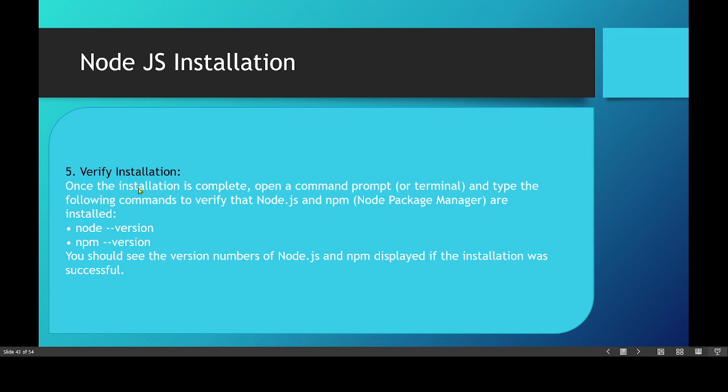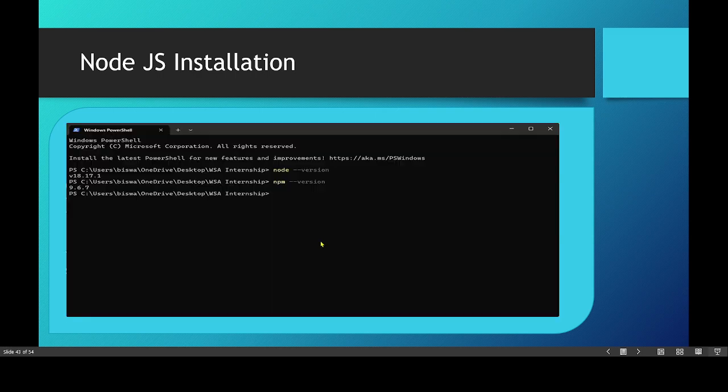verify the installation process. Once the installation is complete, open the command prompt and type the command, to know what version we have installed. Now open the command prompt and run the command I have mentioned here. We should know the version of Node.js.